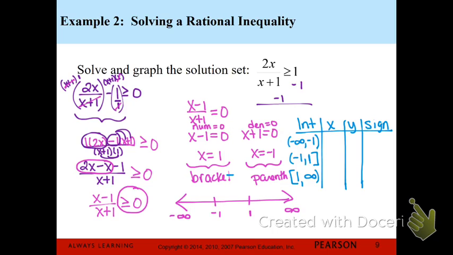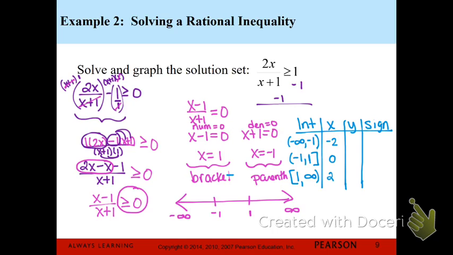All right, so let's pick some x values in those intervals. What's a number from negative infinity to negative 1? 0 is not in that interval. Negative 2. What about negative 1 to positive 1? 0. What about 1 to infinity? 2. Don't pick the number that's on the interval endpoint itself, okay?